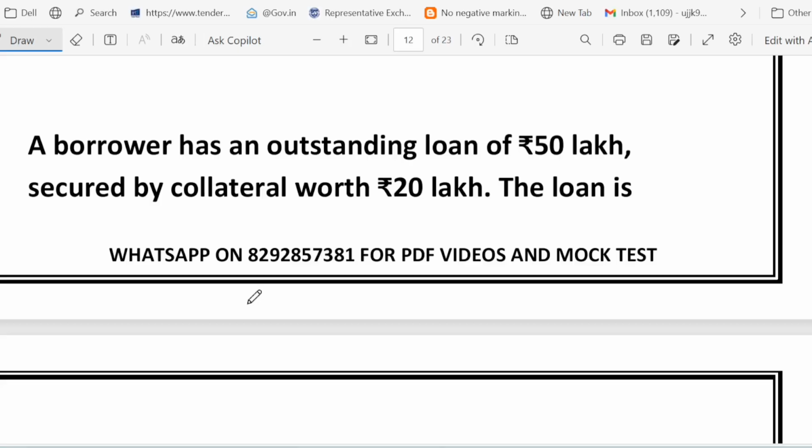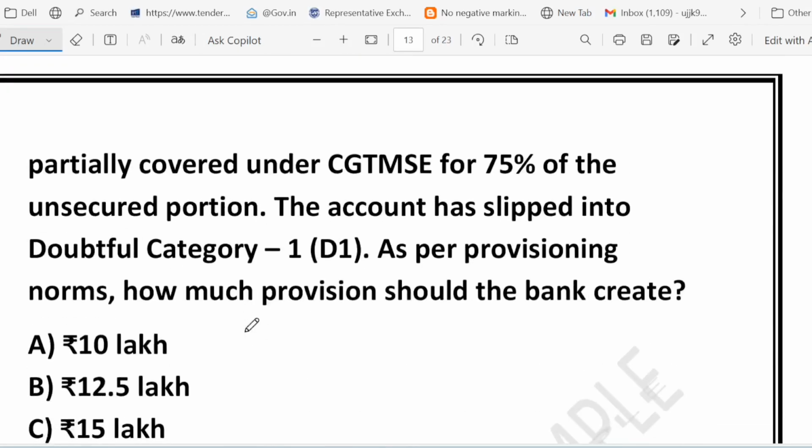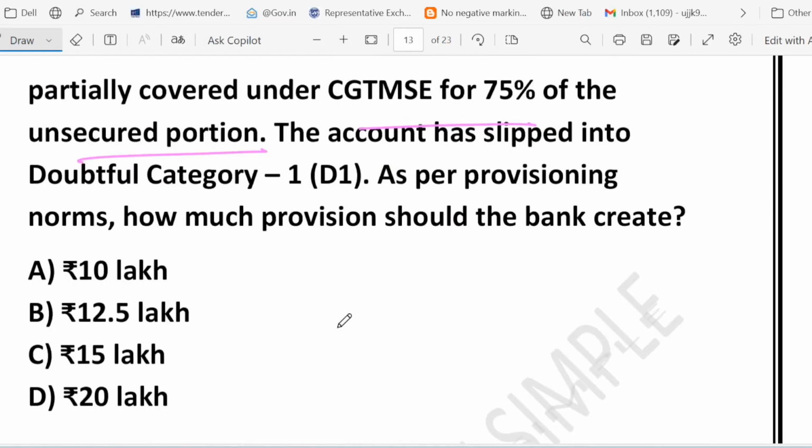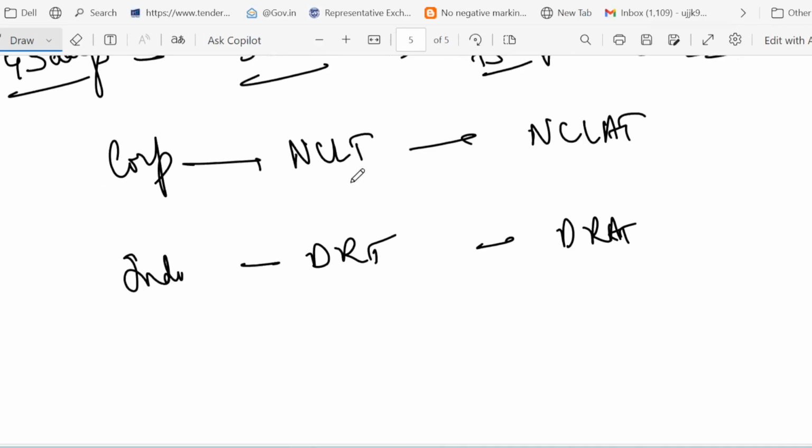The question says that the borrower has an outstanding loan of 50 lakh and a security worth 20 lakh. The loan is partially covered under CGTMSE for 75% of the unsecured portion. And they are also saying that the account has slipped under the D1 category. What is the meaning of D1? D1 means doubtful one. So the question is, as per the provisioning norms, how much provision should the bank create? Options are 10 lakh, 12.5 lakh, 15 lakh and 20 lakh. Now let's see the step-by-step explanation here.